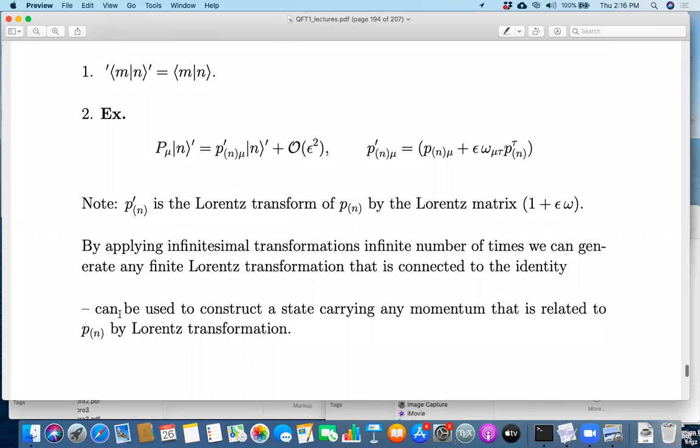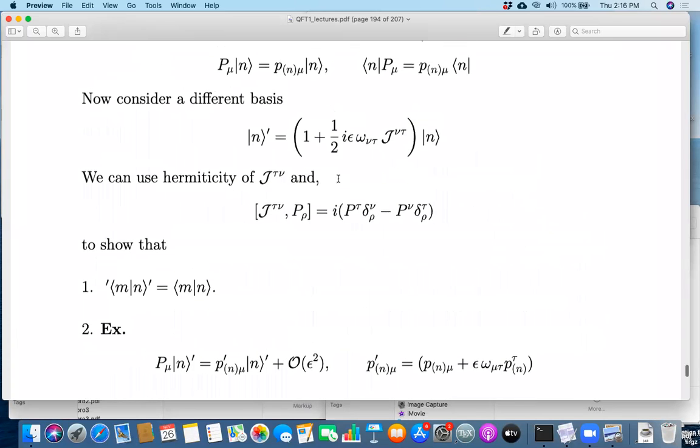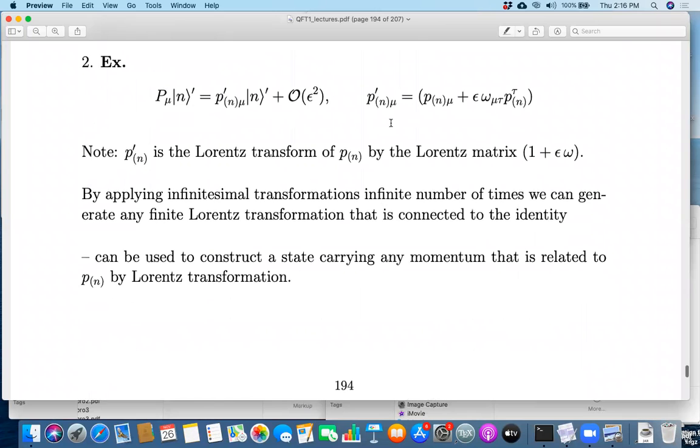So what this is showing us is that we can apply these operators of this kind, or the finite version of operators of this kind, to construct a state that carries any momentum that is related to the original momentum Pn by Lorentz transformation. Is this clear to everybody? Are there questions?